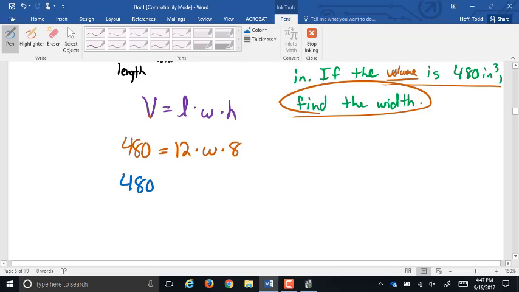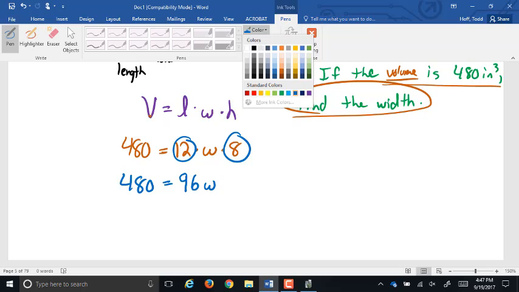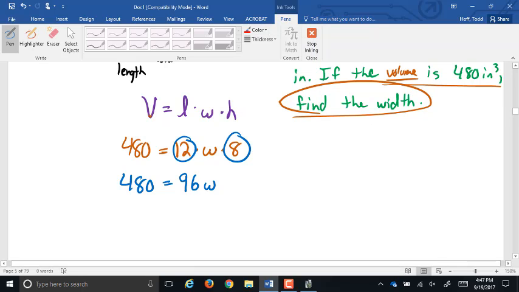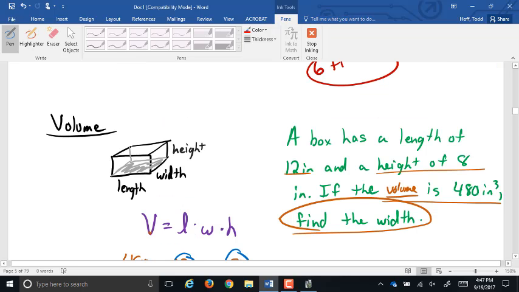So the 480 is going to stay there. On the right side, we have to combine what we can. This is all multiplication, so I have to combine the 8 and the 12 multiplying. And what is 12 times 8? 96. Perfect. Now to solve this, what all do we have left to do? Divide by 96. 480 divided by 96 is 5. The width is 5. The units we were using was inches.